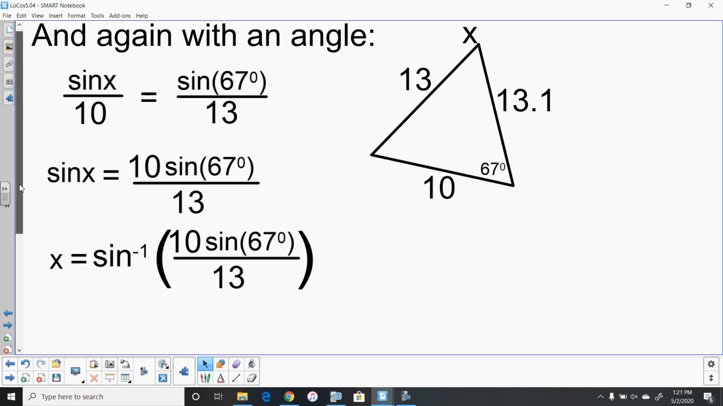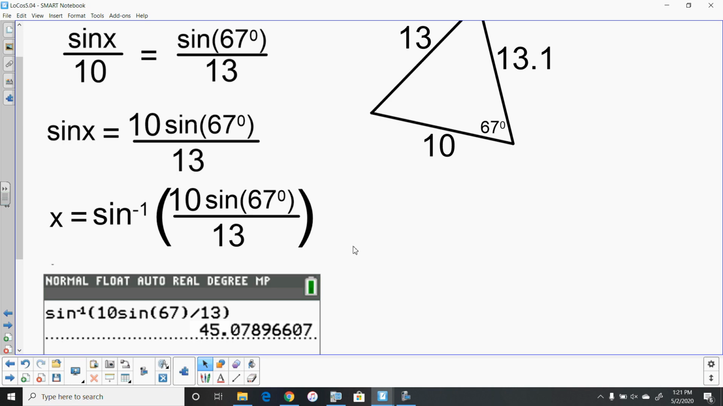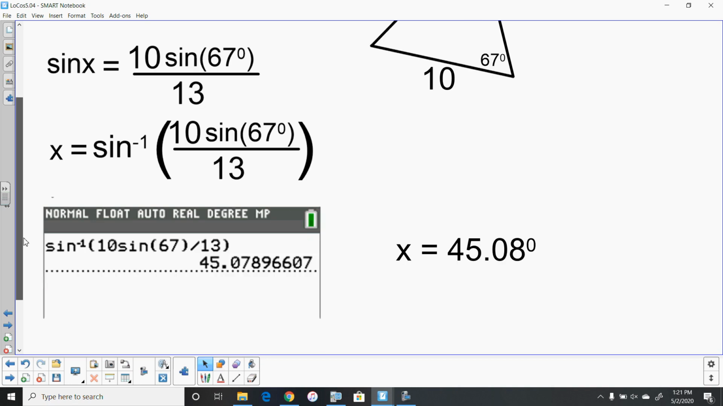Some calculators, even the one that I have at home and the one that I'll show right here, I need to use a lot more parentheses on my calculator at home. But we should be able, typing in sine inverse 10 sine 67 over 13, to end up with 45.08 degrees. If you're having some calculator issues, please shoot me an email or attend our Zoom session at the end of the week on Thursday.